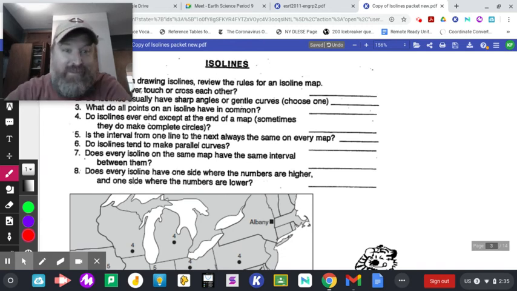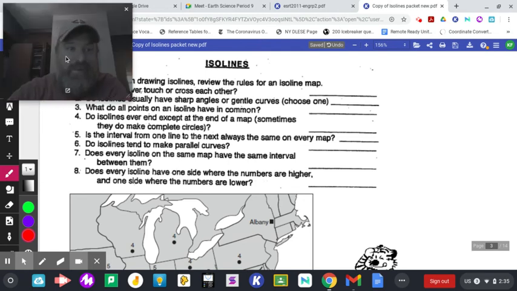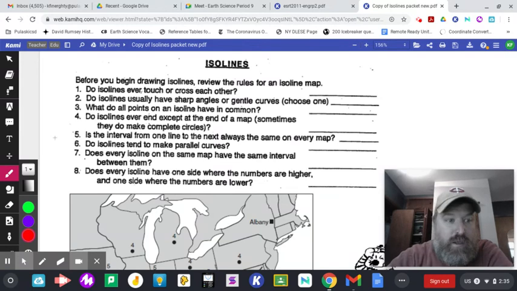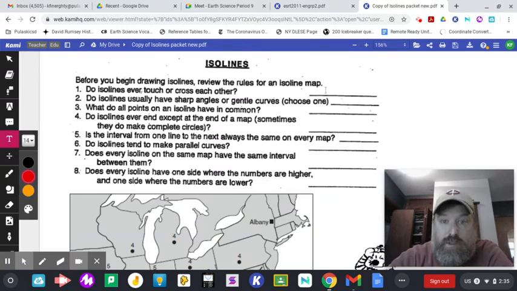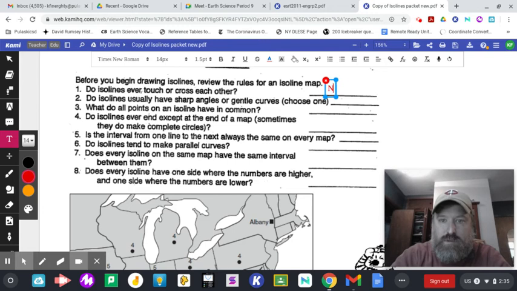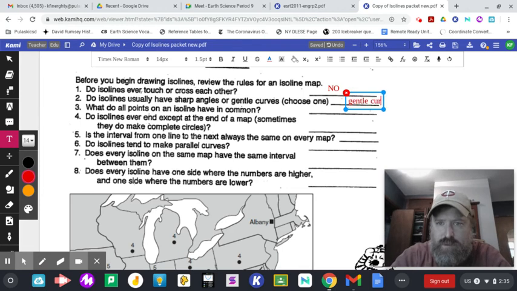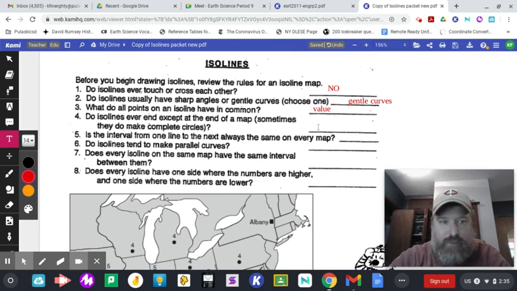All right. Hopefully you paused. Now that we've paused and you filled all this stuff out, let's see how you did. Do isolines ever touch across each other? No. Do isolines usually have sharp angles or gentle curves? Gentle curves. What do all points on an isoline have in common? They're the same value. Whatever value is represented on that map, all points on that line have the same value. Do isolines ever end except at the end of a map?